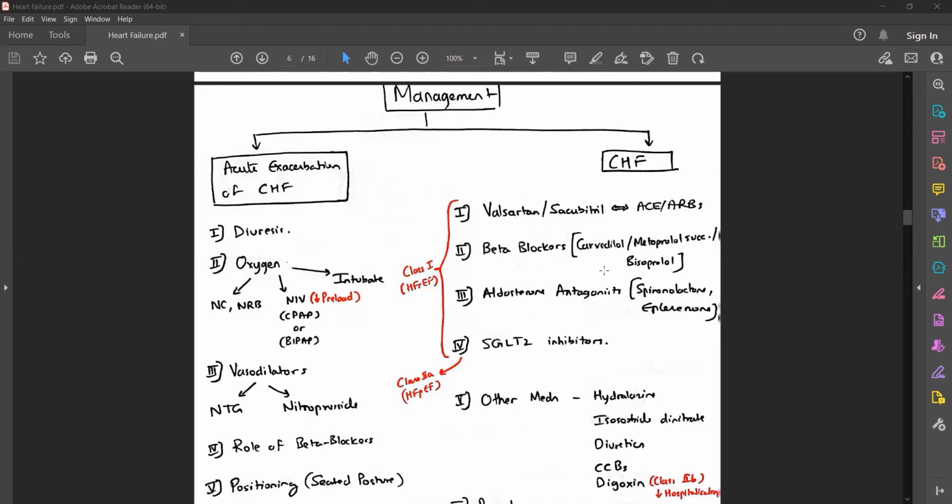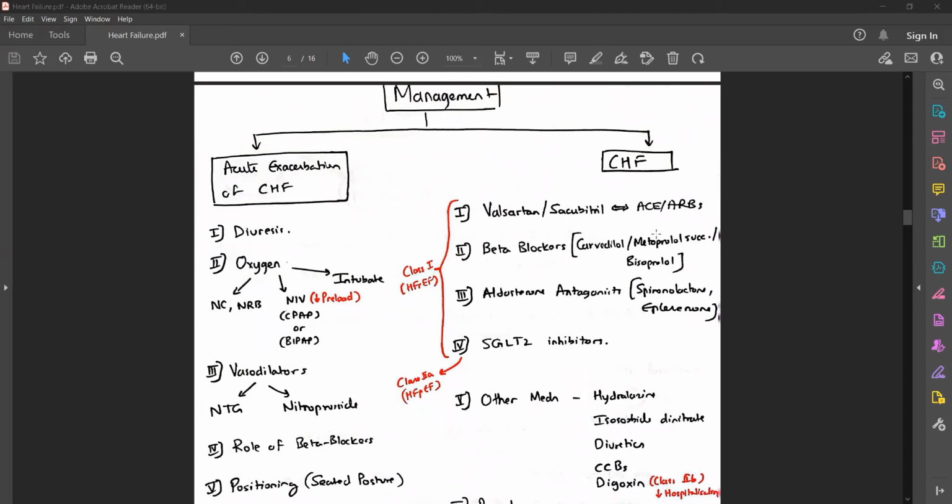Similarly, beta blockers. Now, remember, not all the beta blockers have been studied for mortality benefit. There are 3 beta blockers. A lot of times you'll be asked these questions in the rounds, which beta blockers have shown mortality benefit. So that's carvedilol, metoprolol succinate, not metoprolol tartrate, and bisoprolol. These 3 beta blockers.